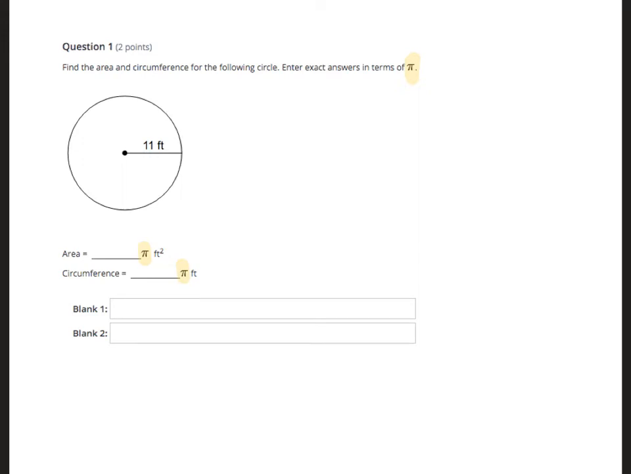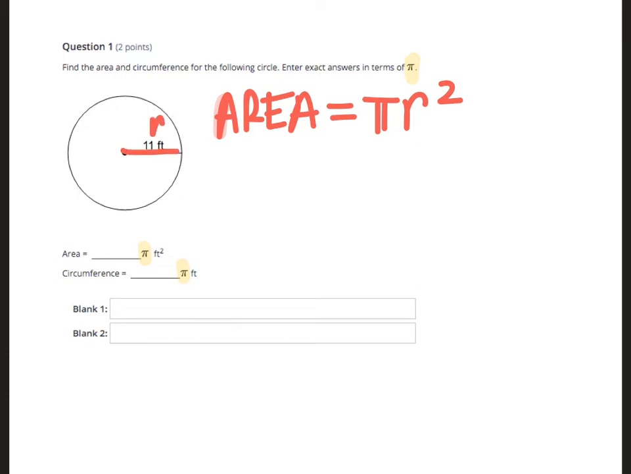Alright, so the first thing we're looking for is our area. Remember, let's use an actual pen. My area formula, area equals pi times r squared. And r is our radius. Remember, that's like halfway across my circle. So 11 here is going to be r.